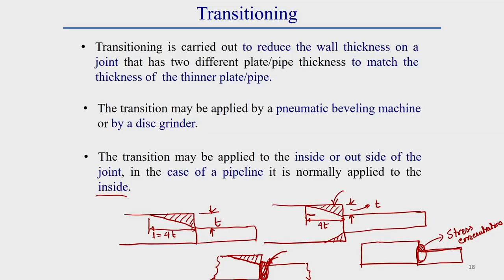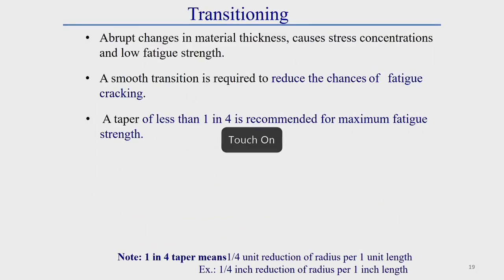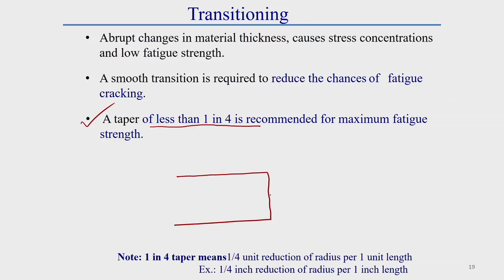Now there is a term used in transitioning called a 1 in 4 taper. In transitioning, 1 in 4 is recommended for maximum fatigue life. Always keep in mind that a taper of 1 in 4 or less is recommended for maximum fatigue life. What does it mean? Let this be one plate and this another plate. Let this thickness reduction be T; this I have to reduce.